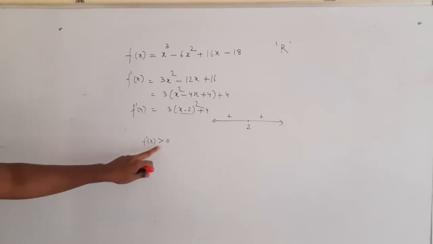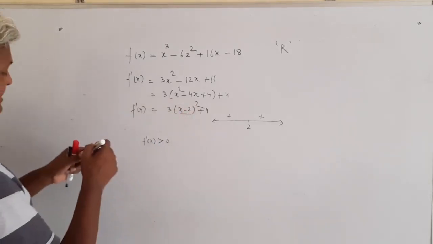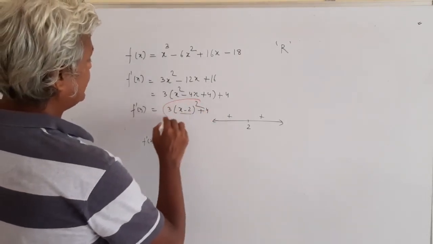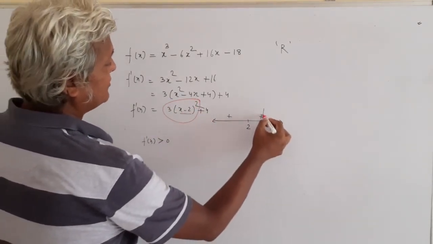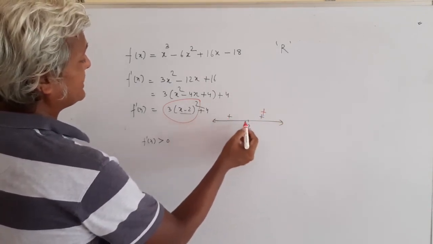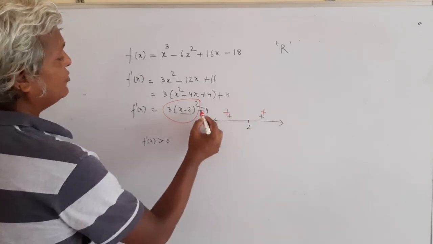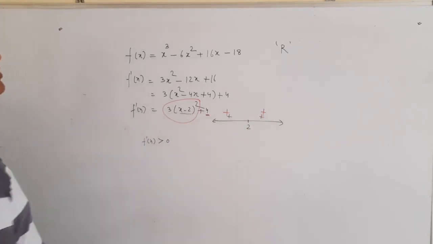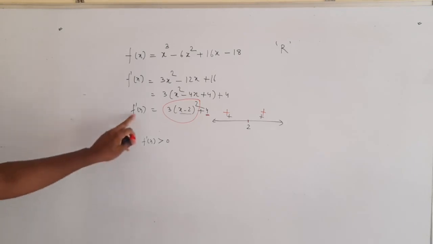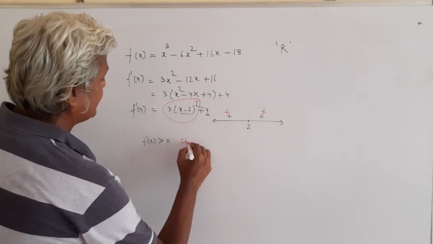Got it? This quantity, (x minus 2) whole square, can be positive when x is greater than 2, can be positive when x is less than 2, and can be 0 at 2. But when you add 4 to this, it will be positive all the time in the whole domain of the real line. So you can say f dash x is greater than 0, and it means it is strictly increasing.